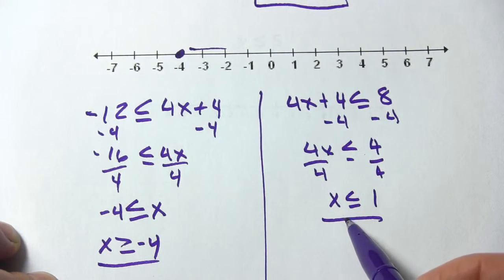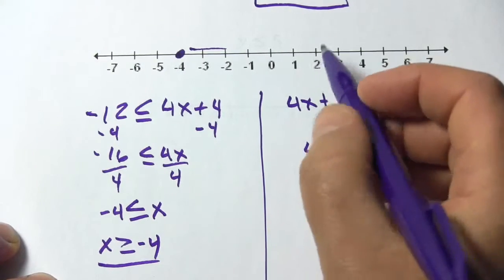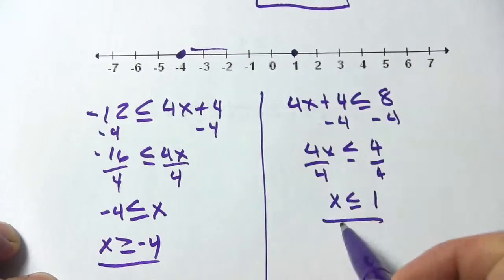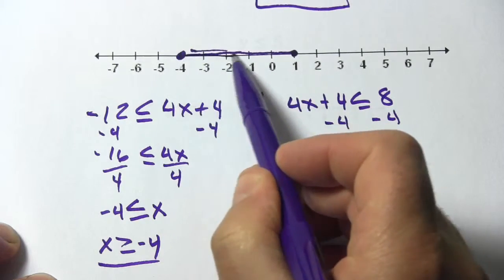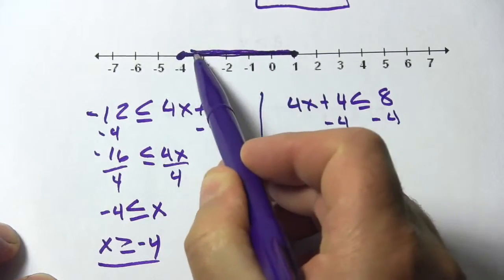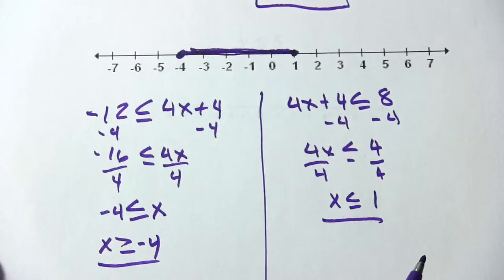And here we have x is less than or equal to 1. That's also a solid dot, and less than is going to be going in this direction. So the part where they overlap is this chunk in between them. And that is our solution.